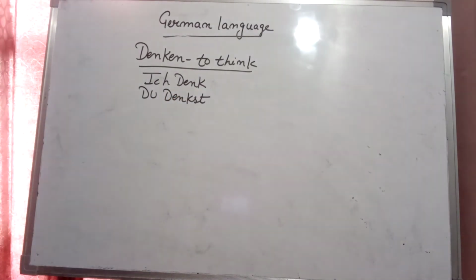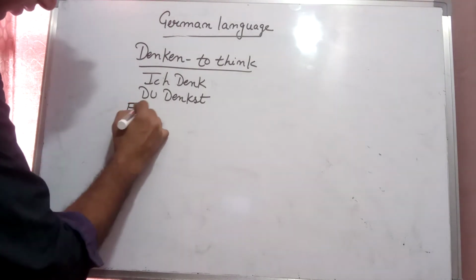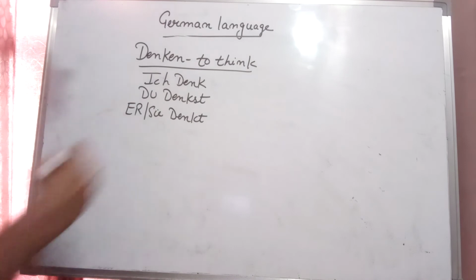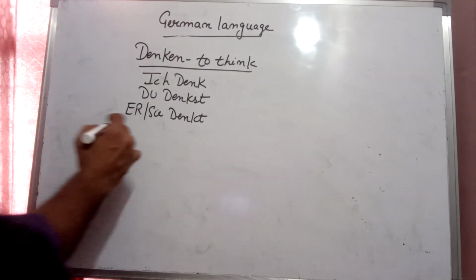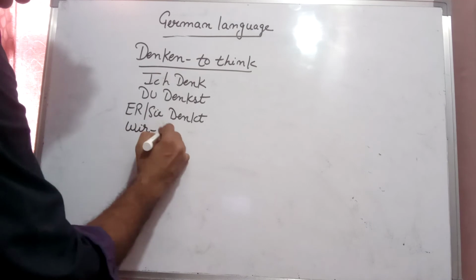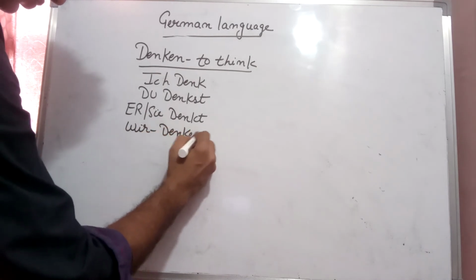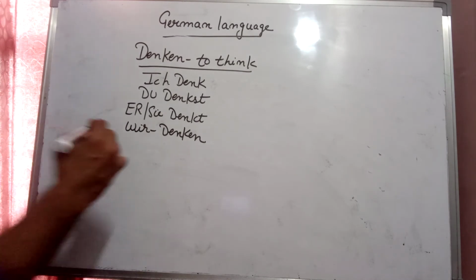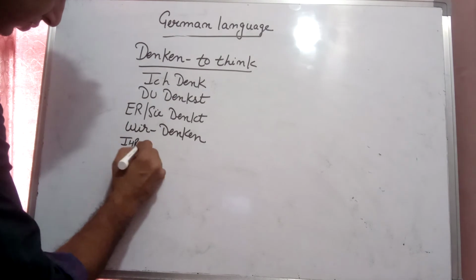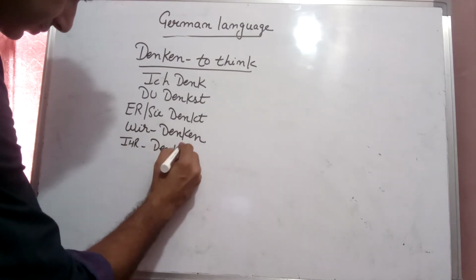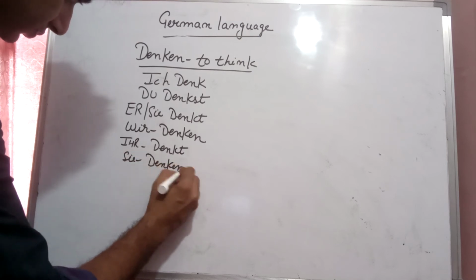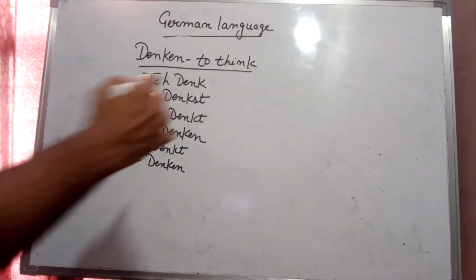Is it clear to you? Sie denkt. Sie denkt. Okay. Then we have wir denken. Denken. Okay. Then we have ihr denkt. Denkt. And sie denken. Is that clear to you?